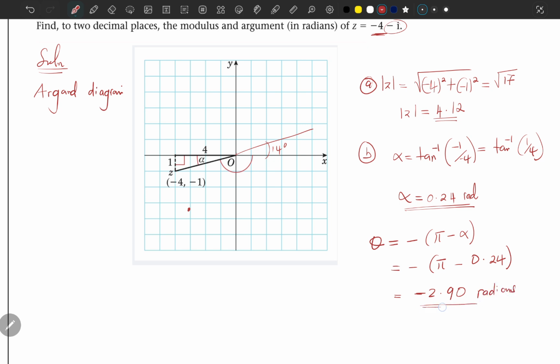What does the negative tell me about the direction? Well, it just means that we are moving clockwise from the positive real axis, all right? Meaning that's why it's negative. So the movement, remember, clockwise is like this. So we are moving from the positive real axis. So that movement is negative.